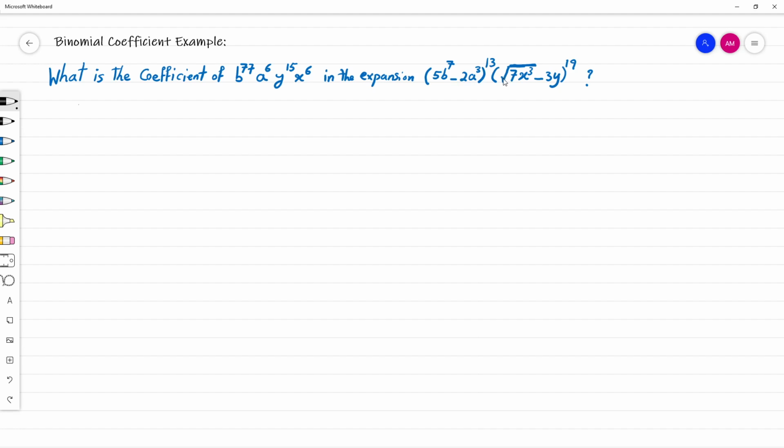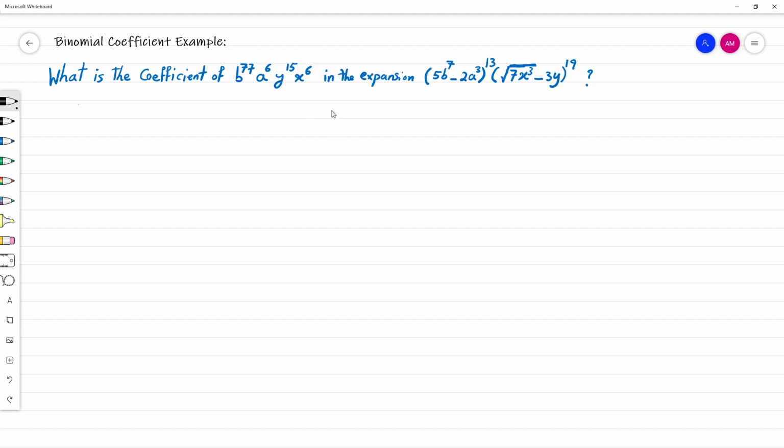the whole thing, product of that with square root of 7x cubed minus 3y, the whole thing to the power 19. Apparently, one of the components coming out of this whole product of two given binomial expansions is b to the 77 times a to the 6 times y to the 15 times x to the 6. The question is how to compute the coefficient of this component.